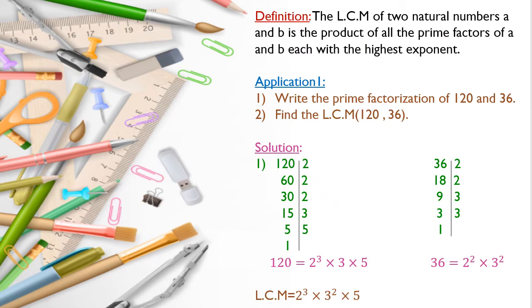So by definition, the LCM of two natural numbers, A and B, is the product of all prime factors of A and B, each with the highest exponent. So ال LCM هو ال product وضرب كل prime factors، كل الأرقام البرايم اللي بيطلعوا عندي بال A وال B، باخذ ال highest exponent. إذا كان عندي power لأي رقم باخذ ال highest exponent.